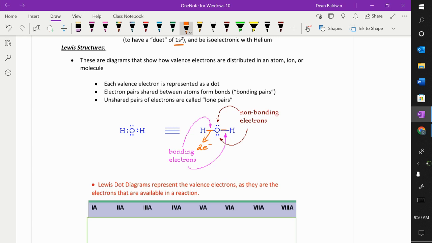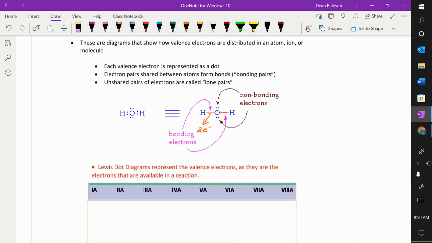Now this is a polar molecule, right? This is water. In a Lewis structure, you don't represent the partial charges or anything like that. So you don't have to draw the partial negative, partial positive. We're not doing any of that. We're just drawing the bonds.